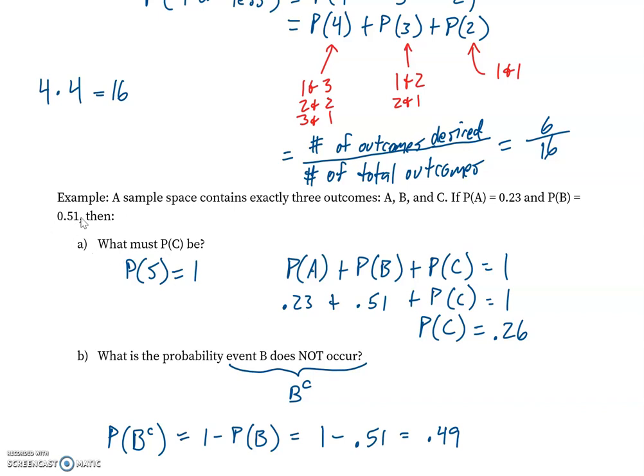So basically, there's a 51% chance that B does occur. There's a 49% chance that it does not occur. And I'm toggling between decimals and percentages just so that we can think about this a little bit more. Oftentimes we think better in percentages in the real world, so I'm just toggling between those.